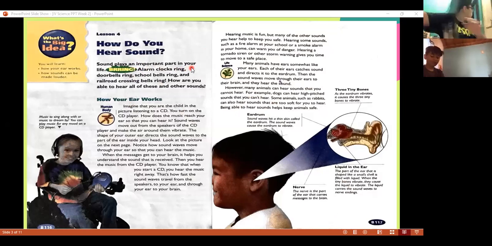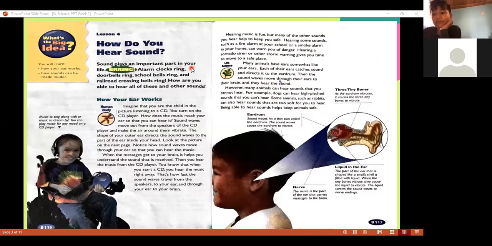How do you hear sound? Sound plays an important part in your life. Alarm clocks ring, doorbells ring, school bells ring, and radio closing bells ring. How are you able to hear all of these and other sounds? Perfect. And you mentioned because of the ears. Now, how does your ear work, class?